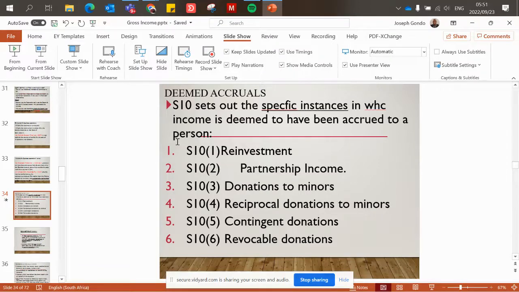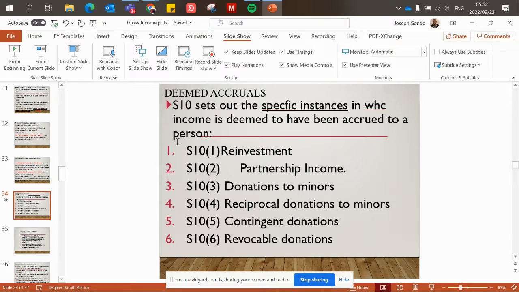Then let's talk about deemed accruals. Is governed by Section 10. We've deemed accrual on reinvestments, on partnership income, on donation to minors, reciprocal donation to minors, contingent donations, revocable donations. I want you to develop a character or strategy where you actually have to go and read the act. It's difficult to read the act, but as you read, you see that it's actually interesting.